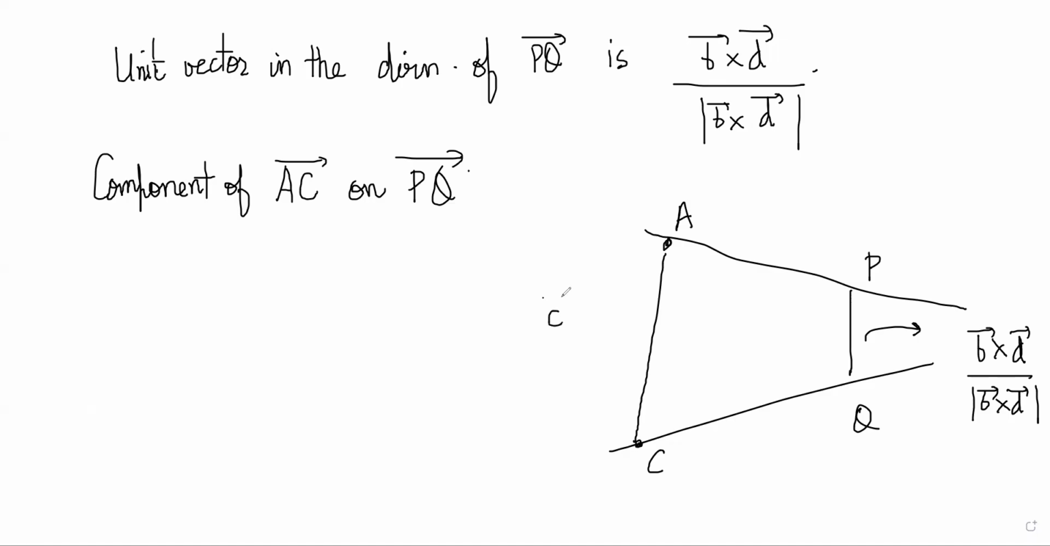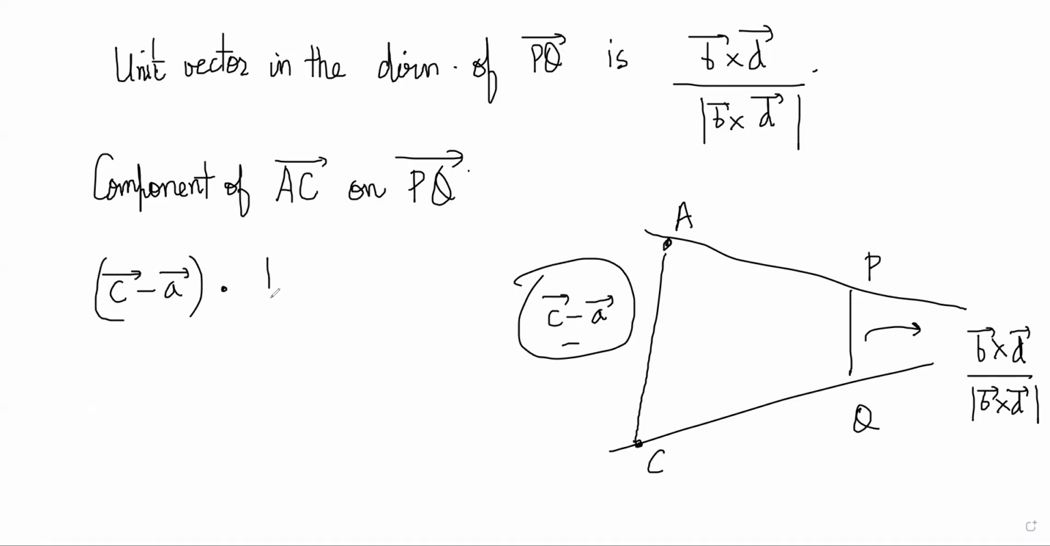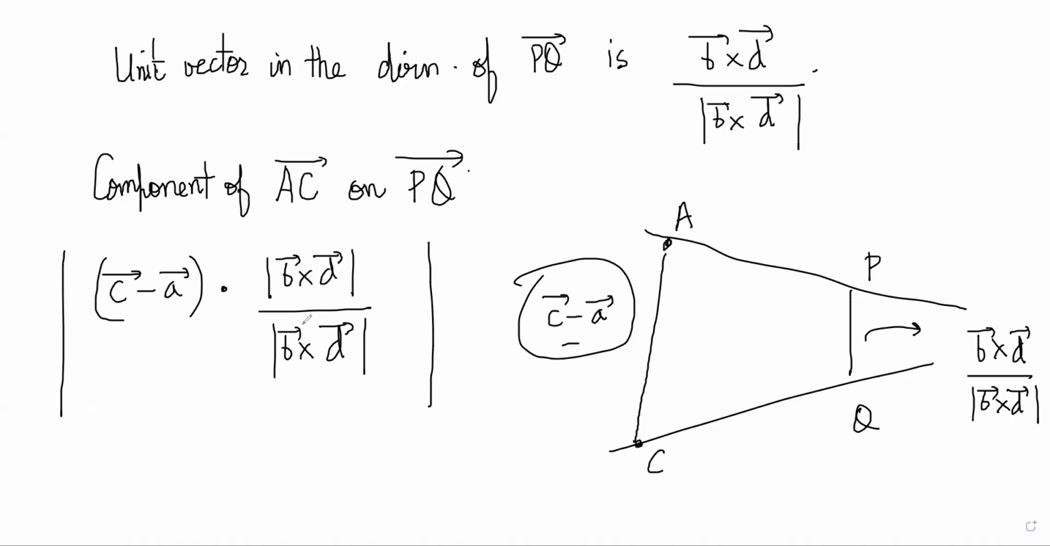So this vector is C minus A, and we have to take the component of C minus A along this vector. By the theory that we have learned so far, that would simply be C minus A dot product with B cross D by mod of B cross D, divided by the magnitude of the second vector, which is 1, right? If you take the modulus, this will come out to be the length. And basically that is the formula.